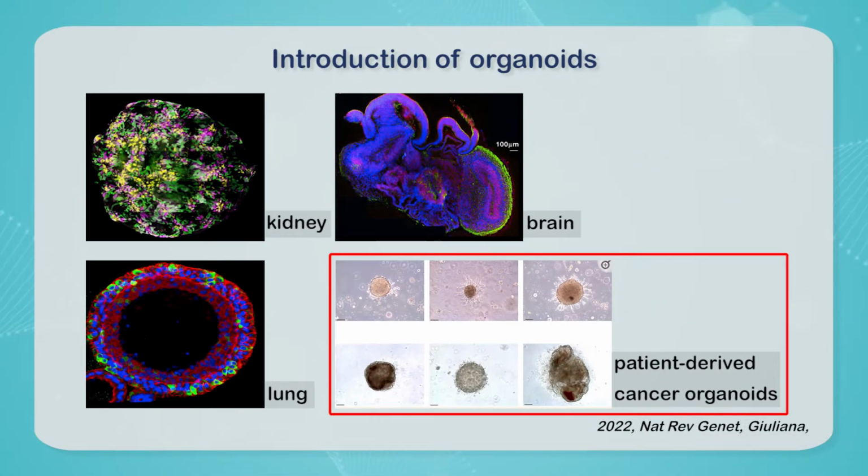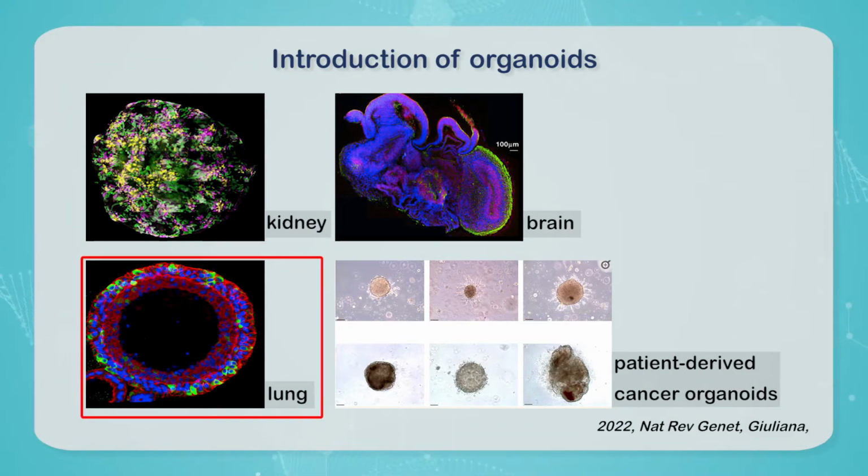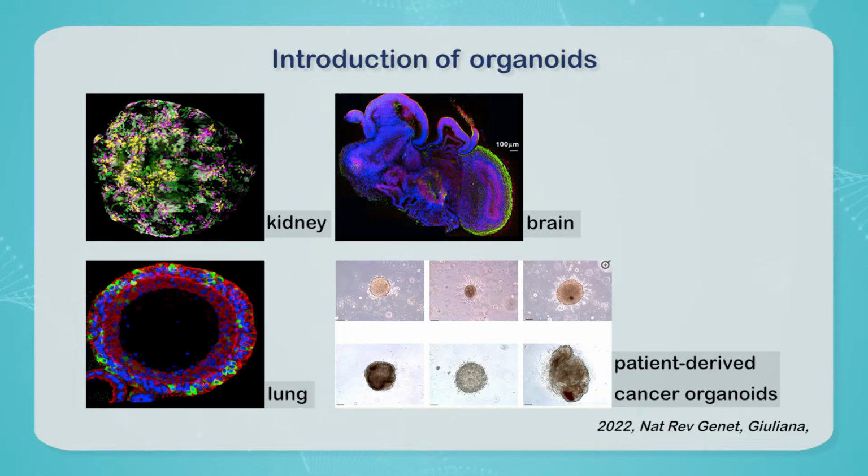So what is an organoid? Organoid refers to cells growing in a defined 3D environment in vitro to form many clusters of cells that self-organize and differentiate into functional cell types, recapitulating the structure and function of an organ in vivo. Different tissue-specific 3D organoids like kidney, lung, and brain are shown here. Importantly, patient-derived cancer organoids have been researched today.